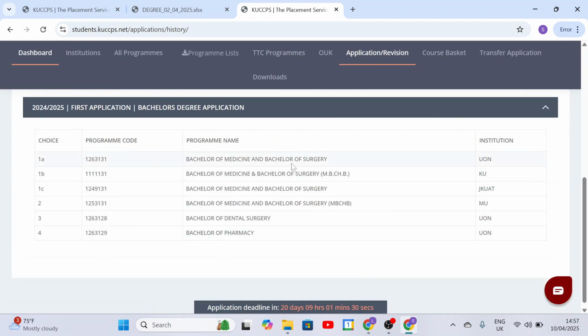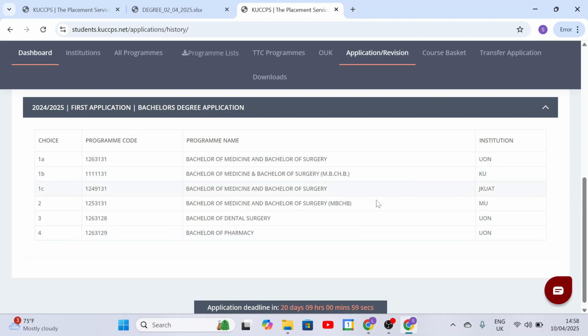He selected Bachelor of Medicine and Bachelor of Surgery for UON, KU, JKUAT. And he went on to apply for Moi. Then he applied for Bachelor of Dental Surgery in UON, Bachelor of Pharmacy in UON. I want to confirm to you that he did not get any of these courses. As you have seen before, the competition was quite high, right? Because he had a cluster of 42, yet the majority of these start from 43 and above. He did not get that opportunity.